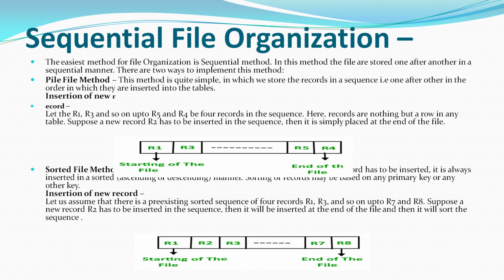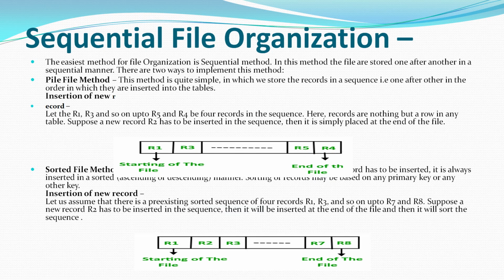In whichever order the records are inserted into the table, we store the records in that manner in the pile file method. For example, in the diagram I have shown that R1, R3, R5 and R4, four different records, are stored in a sequence. Here records are nothing but rows in a table. Suppose a new record R2 has to be inserted in the sequence, then it is simply placed at the end of the file. This is the simplest method of inserting a record in sequential file organization in the pile file method.